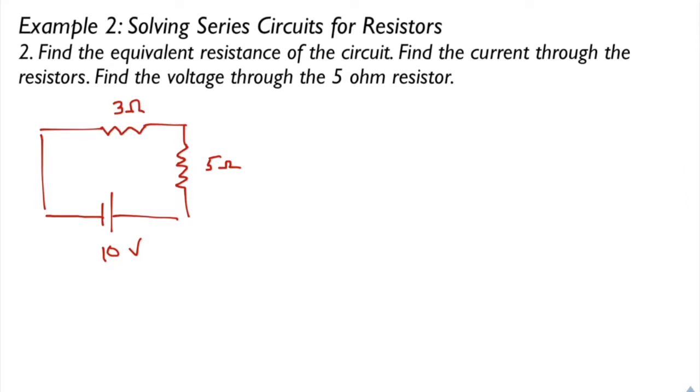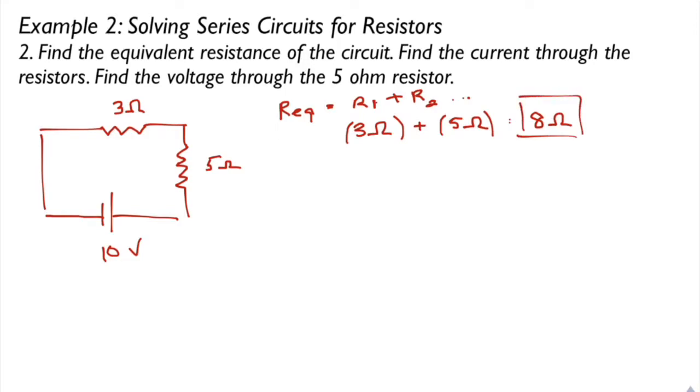So now we're going to cover solving series circuits for resistors. To find the equivalent resistance of a circuit in series, you simply have to add them up because the equation for equivalent resistance is R1 plus R2 and so forth, depending on how many resistors are in series. So for this problem, I'm going to just simply add the 3 ohm resistor plus the 5 ohm resistor, and that will give me an equivalent resistance of 8 ohms.